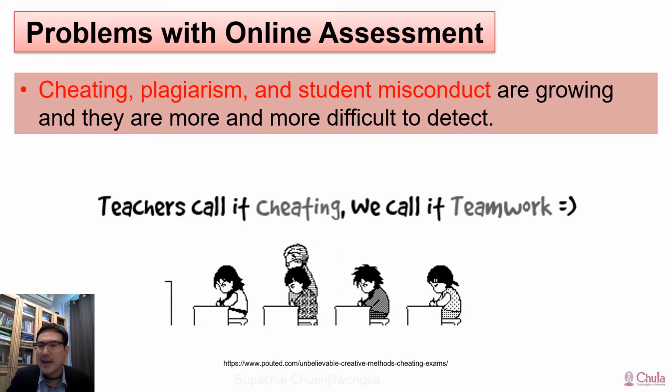So cheating, plagiarism, and student misconduct are growing and more difficult to detect because students are techno geeks. They know about technology more than us, so they have lots of ways to avoid surveillance or proctors, something like that. I really like this clip. Teacher calls it cheating, but we call it teamwork. Well, this is a different perception, but cheating or plagiarism is still unacceptable. We need to teach students about the morals and ethics of this issue too.